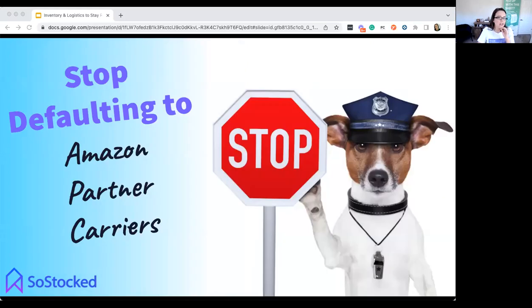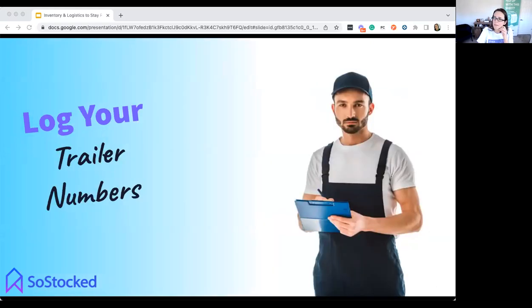Next, stop defaulting to your Amazon partner carriers. This is a good strategy, but do know that if you're not shipping through Amazon's partner carrier or Amazon's freight services, they're not going to cover any losses. So until it gets to Amazon, you won't get any reimbursements if something gets lost on the way to Amazon. So make sure that your insurance is going to cover any of that for you.